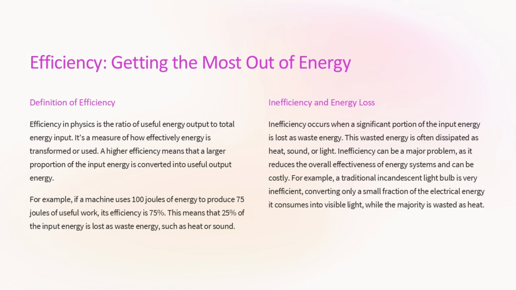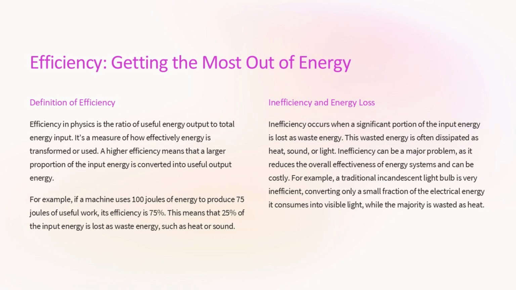It's the ratio of useful energy output to total energy input. Higher efficiency means a larger proportion of input energy is converted into useful output. For example, a machine that uses 100 joules of energy to produce 75 joules of useful work has 75% efficiency. Inefficiency occurs when a significant portion of input energy is lost as waste energy like heat, sound, or light.